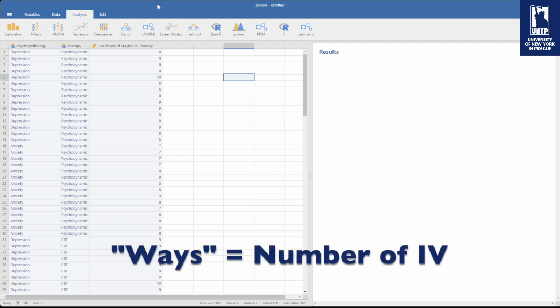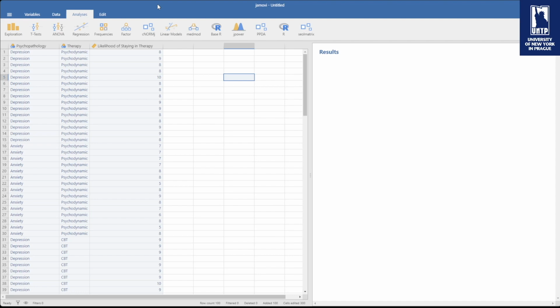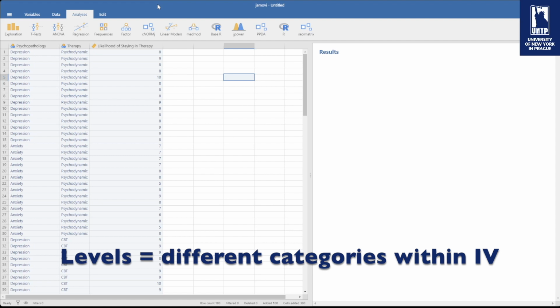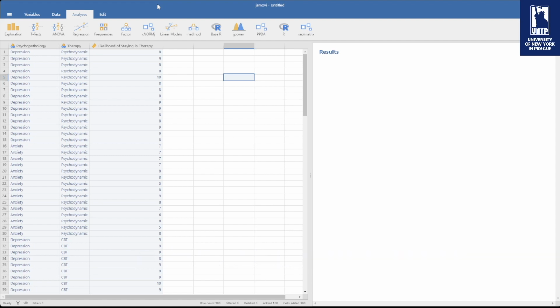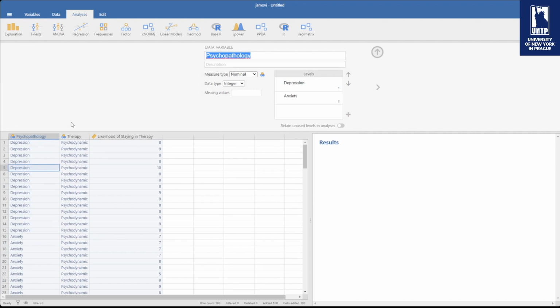So yes, ways means independent variables in ANOVA pretty much, whereas levels is something a tad different. Level refers to the different categories within an independent variable. So this dataset here, it's a two-way ANOVA because we have two independent variables, psychopathology and therapeutic stance. Psychopathology has two levels, depression and anxiety, and therapy has three levels because it has psychodynamic, CBT, and schema therapy.